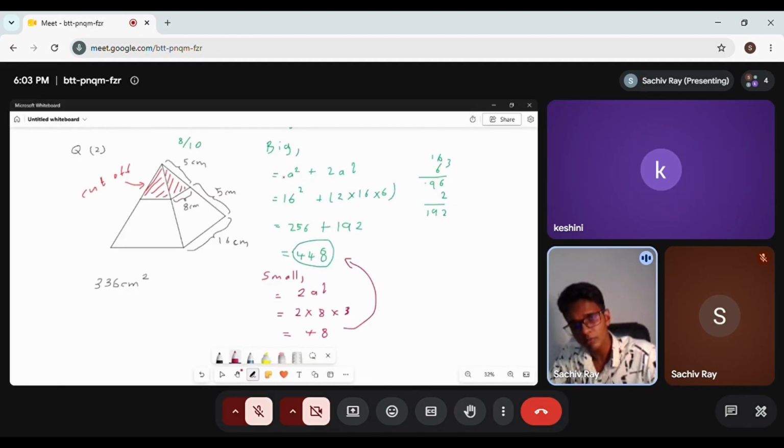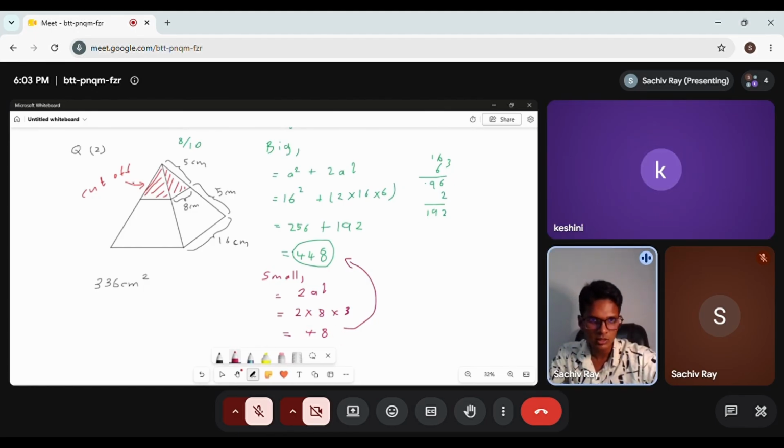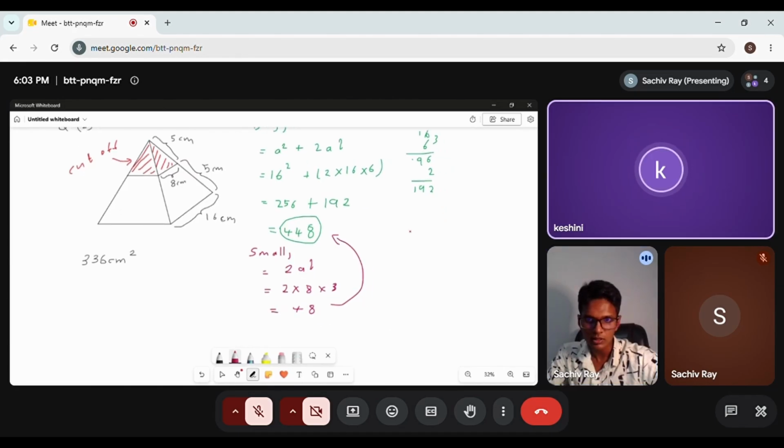That is a squared plus 2a. This is the base and the other four sides. So we found that that's the total area of the big pyramid, right? And then we have to subtract the small part that is cut off, just the top four triangles. So what will be the answer? Remaining area, right?